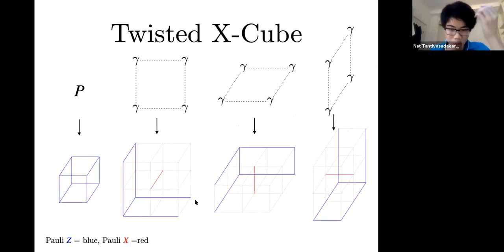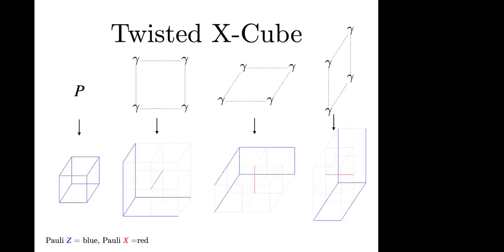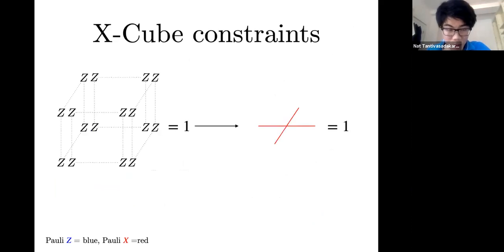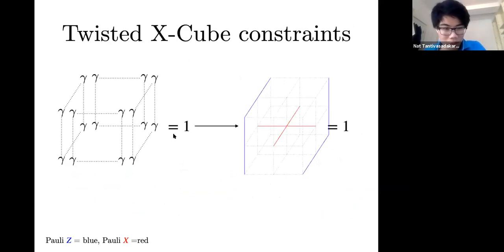And one can check that the algebra of all these operators is still the same. All right, so this is not CSS? Not CSS anymore, yes. And now, instead of the constraint being equal to 1, when I dualize that, instead of the vertex term initially, I now have these Pauli X's, and I have Pauli Z's sitting around outside.